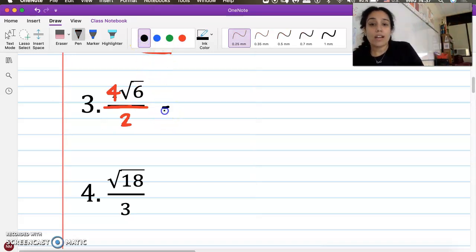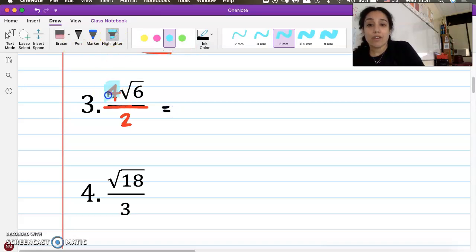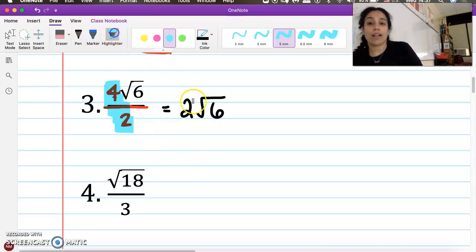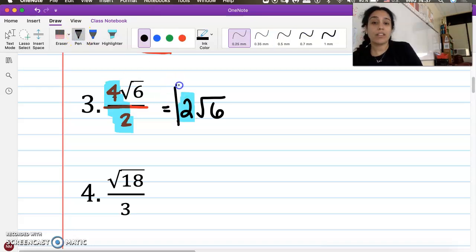So here I can do 4 divided by 2. And what's 4 divided by 2? Well, that becomes a 2. 2 over 1, and that root 6 comes along for the ride. So this 2 is from the 4 over 2. Final answer.